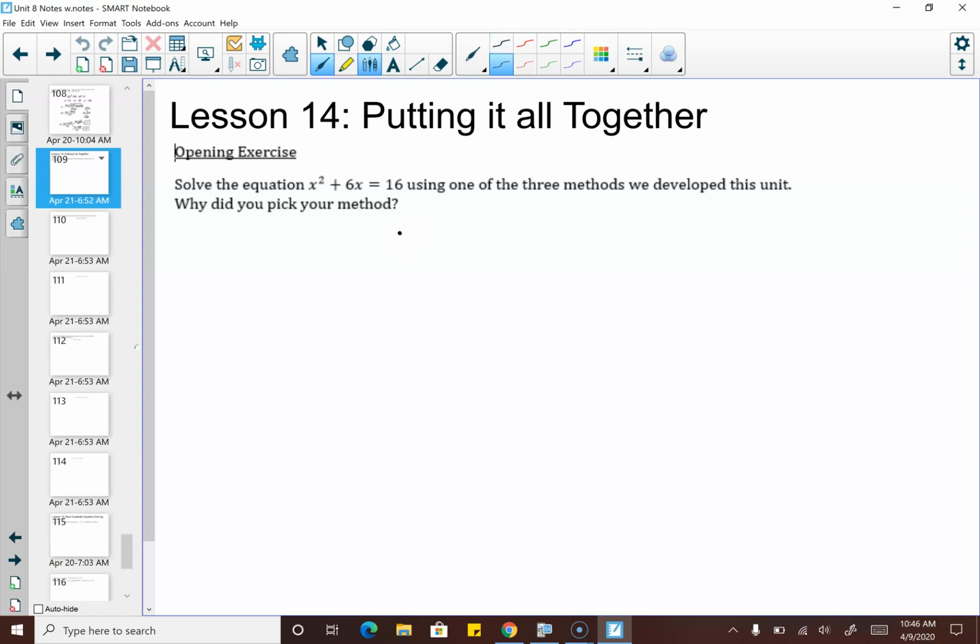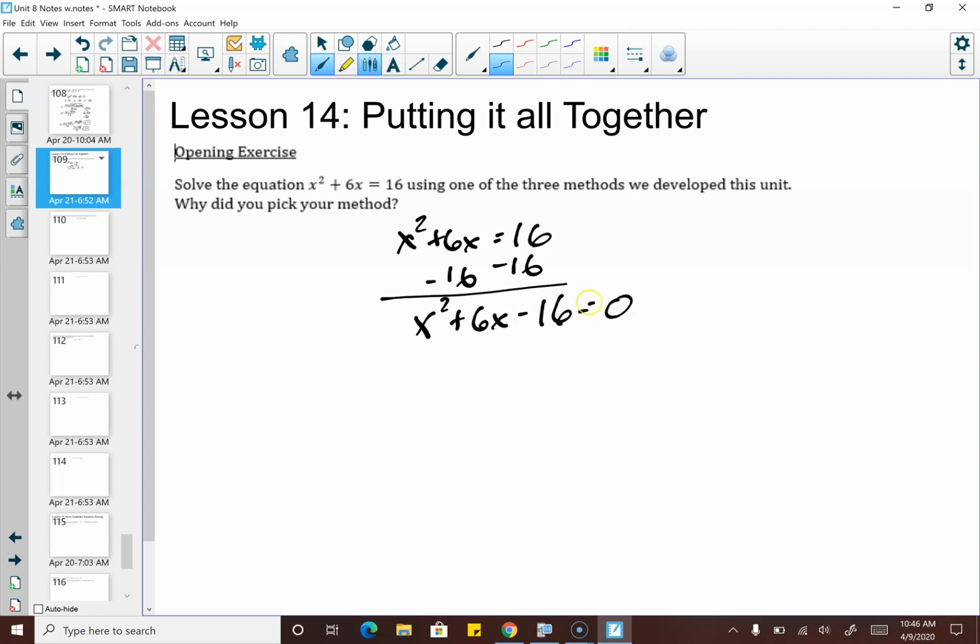Well, we know no matter what method we are choosing, we always have to be equal to 0. So we'll subtract the 16 on both sides. All right. So x squared plus 6x minus 16. I'm going to do this through factoring. Now, I look at this and know it's factorable. You might not, so you might not have chosen factoring, and that's fine.